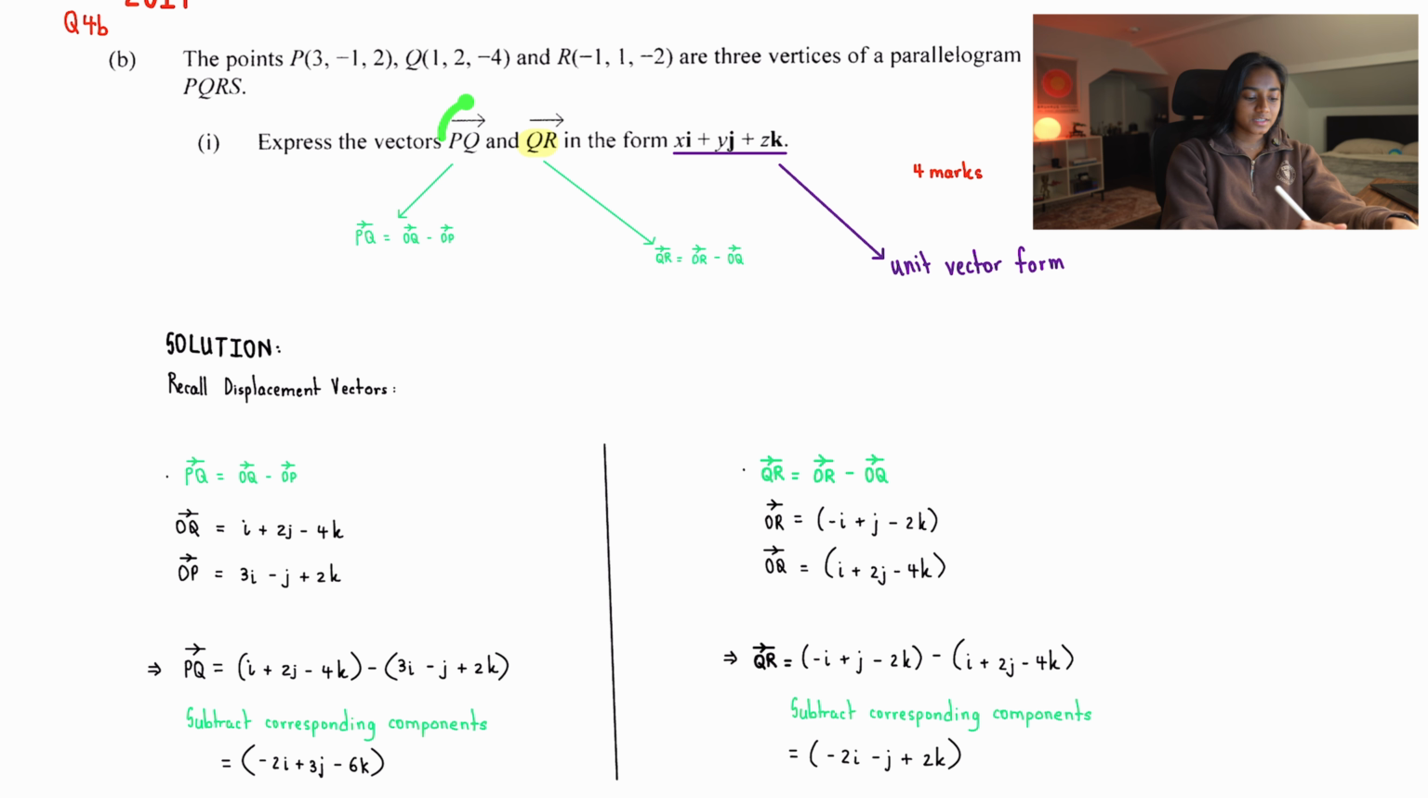So we found PQ and QR. All we did, use the unit vector form, find their position vectors, plug them into the formulas that we know by the displacement vectors, and then simplify. Subtract the corresponding components. And that's all we had to do for 4 marks.